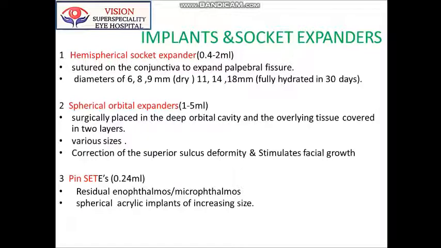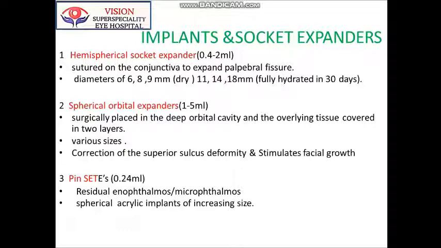Hemispherical socket expander is sutured on the conjunctiva to expand palpebral fissure. The diameters of this expander when they are dry are 6, 8, 9 mm or 11, 14, 18 mm when they are fully hydrated in 30 days.